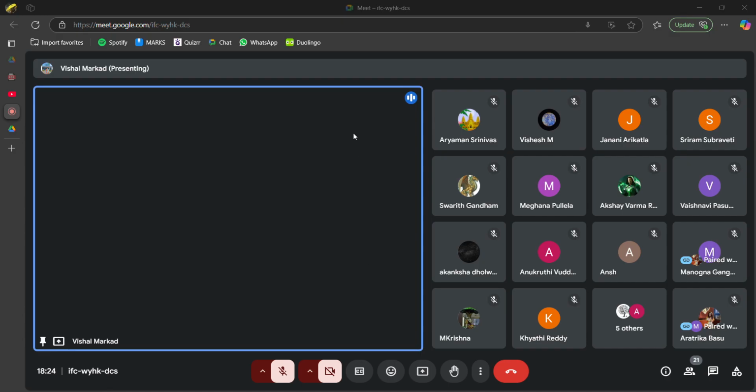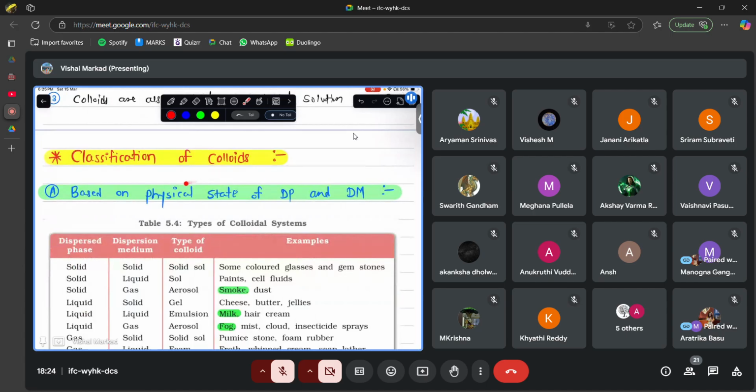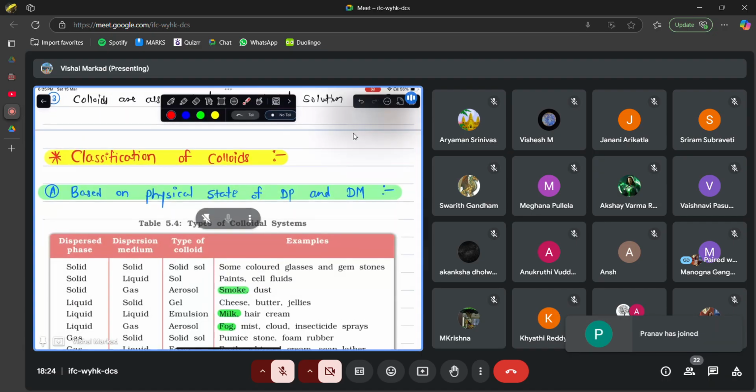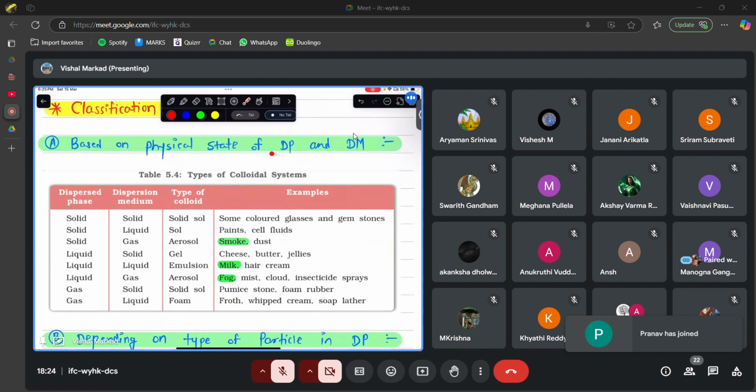Okay. Now the main thing in colloids is that we have classification. Different classifications are there based on some properties. First one, classification based on the physical state of dispersed phase and dispersion medium. Now look here. If the dispersed phase is solid and the dispersion medium is also solid, that type of colloid is called a solid sol. When comes normal sol, the dispersed phase will be solid, while the dispersion medium will be liquid.